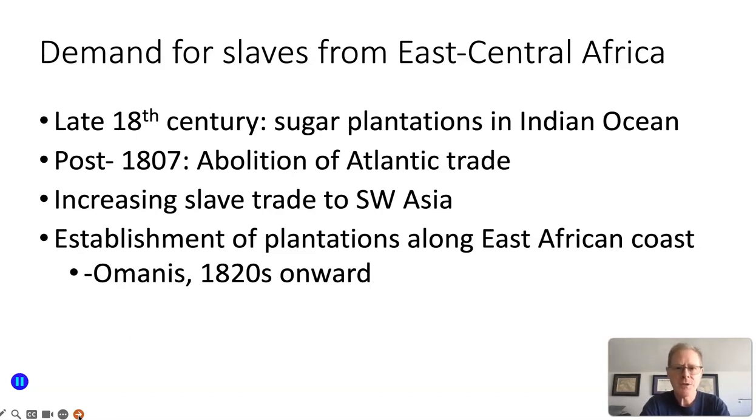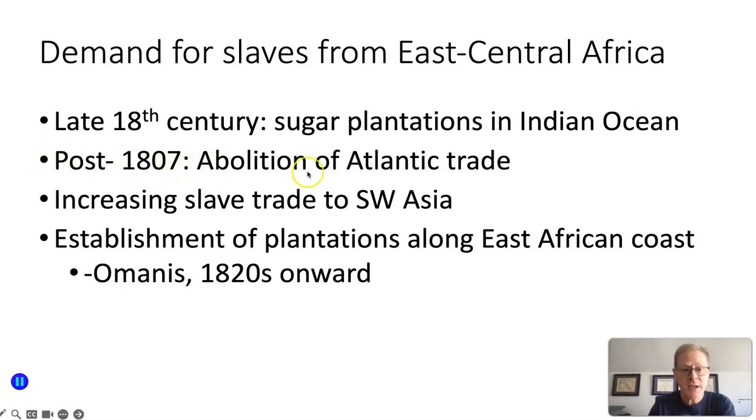Demands for slaves from East Central Africa will take 4 parts. First, starting in the late 18th century, you're going to have the development of sugar plantations in the Indian Ocean. These will be French and British. So essentially that plantation system that we saw developing in the Caribbean is going to be transferred over to the Indian Ocean area.